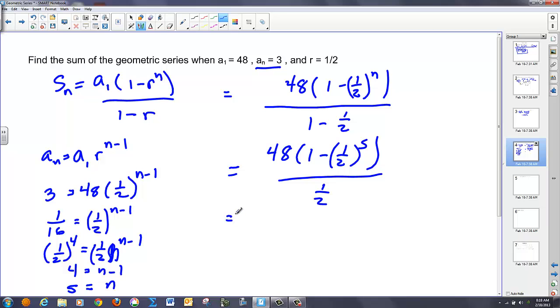And again, it becomes a calculator problem. And in the end, we end up with 93.